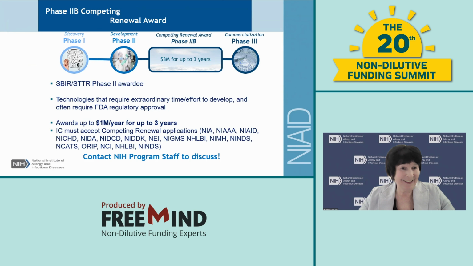Phase 2B, this mechanism is for successful Phase 2 applicants who got awarded Phase 2 and who need additional time and funding to continue research and development. Keep in mind that not all NIH institutes are using this mechanism. You need to talk to program officials. And also some institutes require matching funds. Not in the case of NIAID. We recommend, but it's not a requirement, to have matching funds, for example, from investors. Again, for awarded Phase 2.